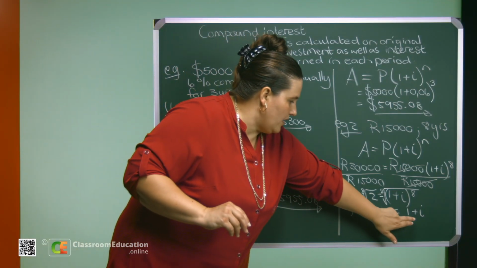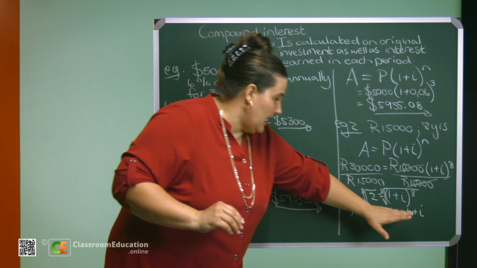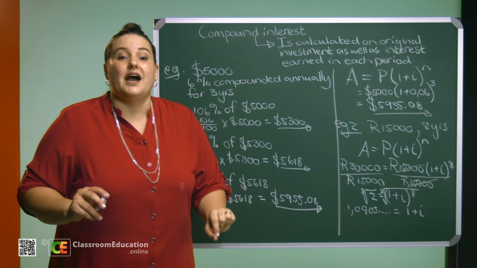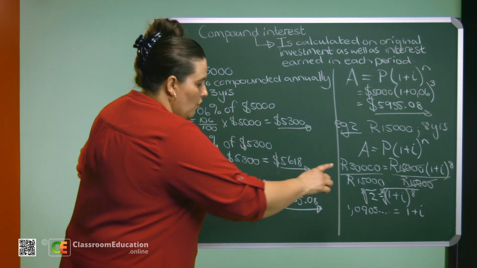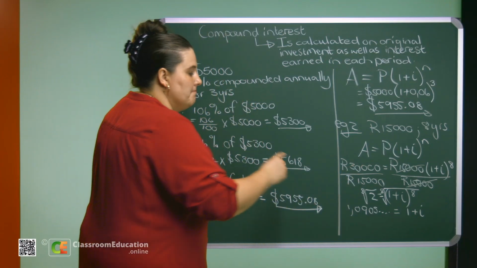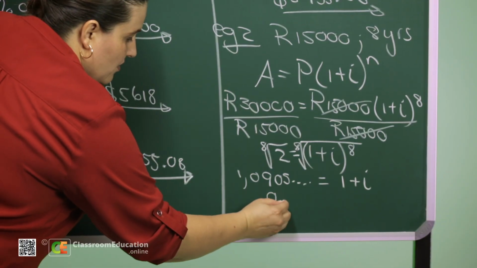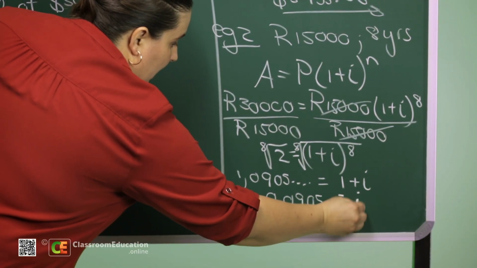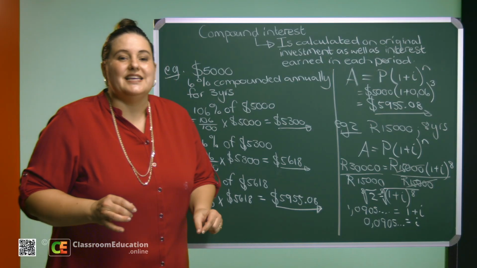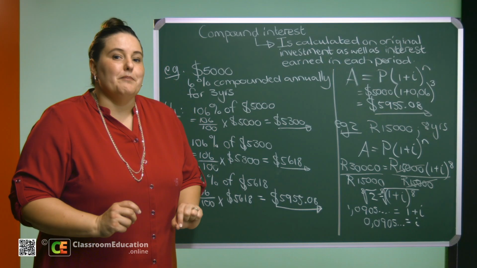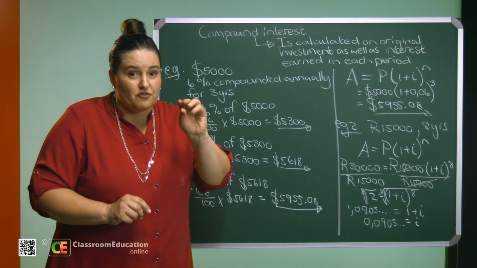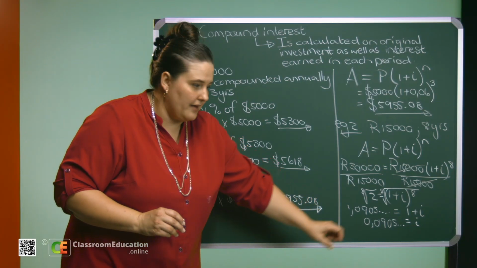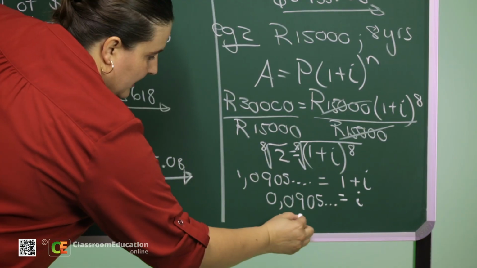Then I say, okay, I would like to get the I alone. To get the I alone, I would bring over the 1. And once I bring over the 1, it will become a negative 1. So 1.0905 minus 1 will be 0.0905, carry on. And that will be the I. So what is the interest rate? Remember, if you would like to write it in terms of percentage, it means that you need to write it in terms of hundredths.